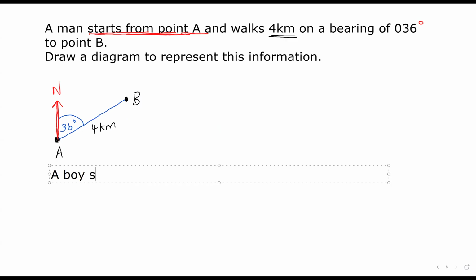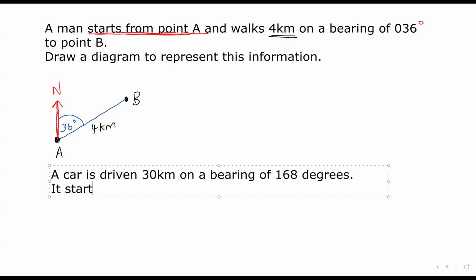A boy, no, not a boy. A car is driven 30 km on a bearing of 168 degrees. It starts at point P and finishes at point Q. Right, so I want to draw a diagram to represent this information.